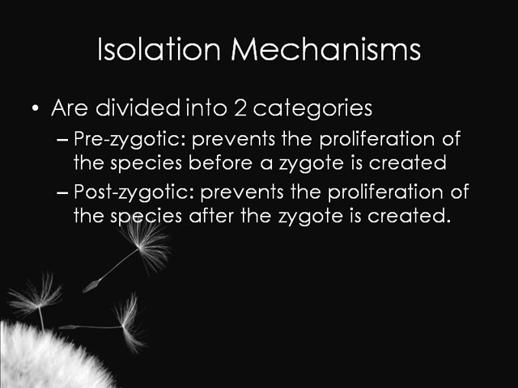Post-zygotic means that even though a zygote is created, for some reason that zygote is not viable. Either it can't proliferate itself. So this prevents the proliferation or the continuation of the species after the zygote is created. This is before the zygote is created. So all of the types we can put into one of those two categories.